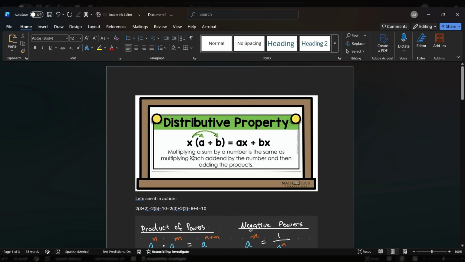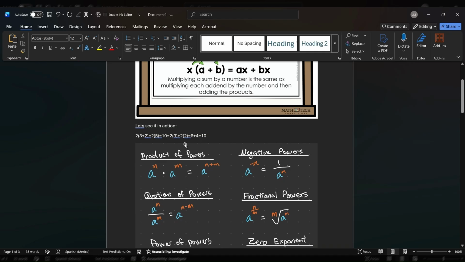It says that multiplying a sum by a number is the same as multiplying each addend by the number and then adding the products. Now, as you can see here, these will equal these right here. Why? Because we're multiplying each one individually and then adding them up, which would be the same thing as adding a and b first and getting a result and then multiplying times x. Okay, so let's see how that works.